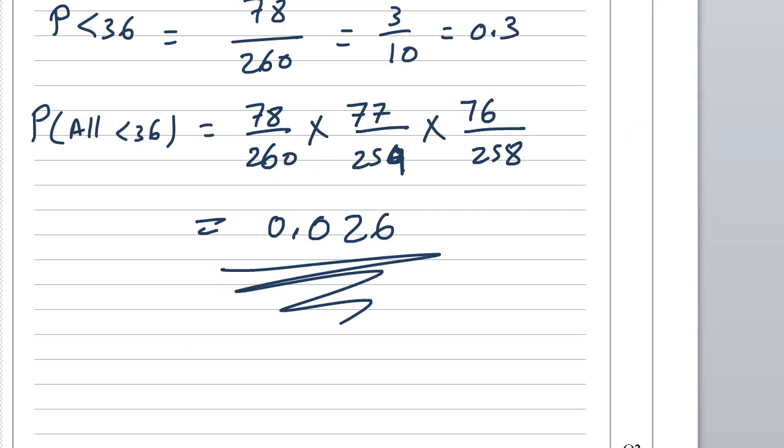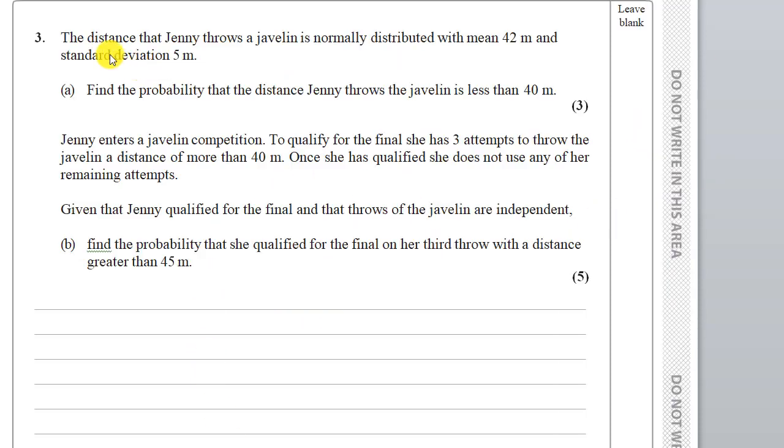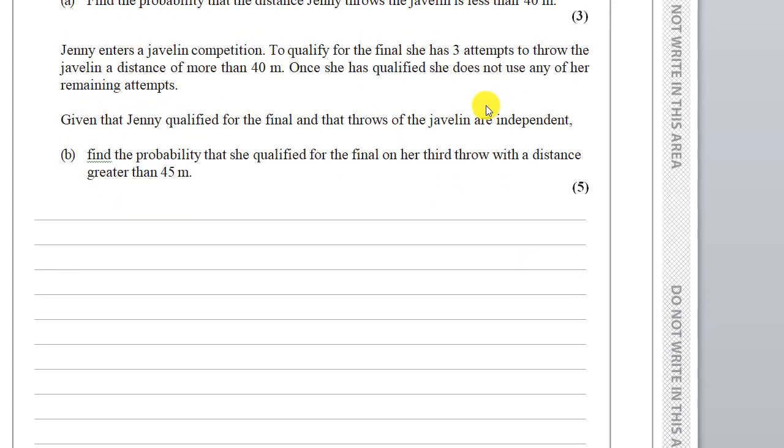Let us go ahead to another one. The distance that Jenny throws a javelin is normally distributed with mean 42 meters and standard deviation 5 meters. Find the probability that the distance Jenny throws the javelin is less than 40 meters. So this is a direct question. This is part A.